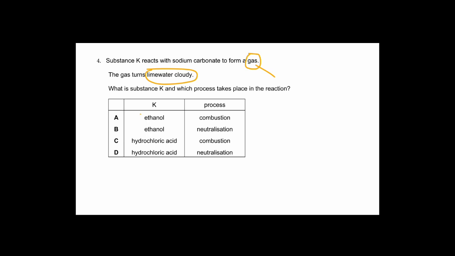Now, looking at what we have, what we are going to target is that at the end of the day, we should have a gas which should be able to turn lime water milky, and that gas is every time carbon dioxide. So we should look for a possible reaction which, when that substance reacts with sodium carbonate, should be able to give us carbon dioxide.